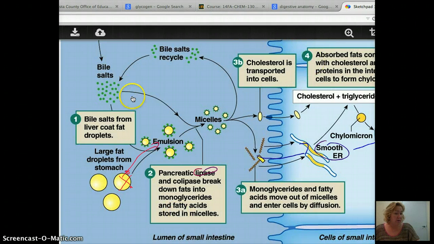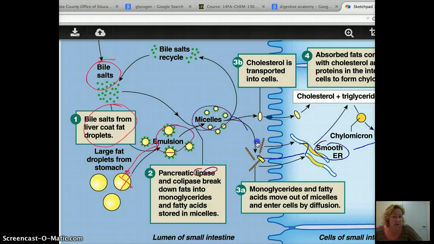Okay, you got your bile salts. You need to know that. You need to know where the bile comes from. You need to know where it's made. You need to know where it's stored. You need to know what it does. What does it do? It emulsifies the fat. It creates these awesome little micelles. So, things you need to know: bile salts, where they come from, emulsification, micelles. You need to know that.